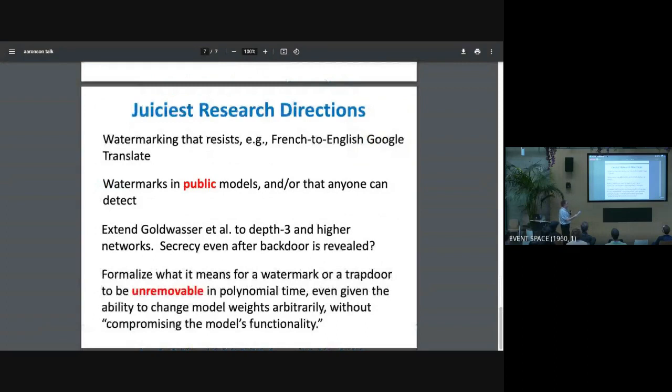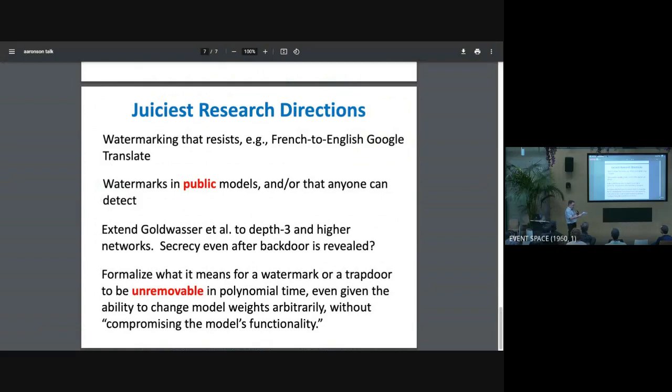So, can we design a statistical watermark that would resist the wise-ass student who asks ChatGPT to write their term paper in French and then sticks it into Google Translate? Okay, that seems very hard. You want watermarking at the conceptual level. Can we watermark a public model? Or could we have a watermark that anyone could detect for themselves without using OpenAI's server? Again, that seems hard. Could we extend the cryptographic backdoors to networks of depth 3 and higher?